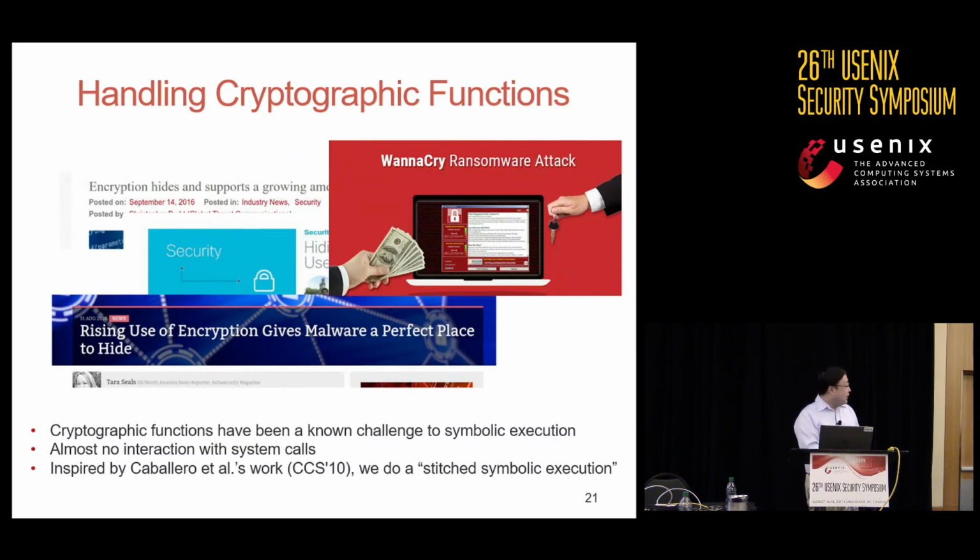For another challenge I mentioned, handling cryptographic functions, it's very common in malware analysis. Many malware, for example ransomware, apply many cryptographic algorithms. Here, our approach is we first observe that almost all of these cryptographic functions have no interactions with system calls, so our approach is inspired by the CCS10 work on stitched symbolic execution. We first identify the scope of the possible cryptographic function implementation, and compare their similarity in some approximate ways. So we do not use symbolic execution and a symbol prover to verify their equivalence.